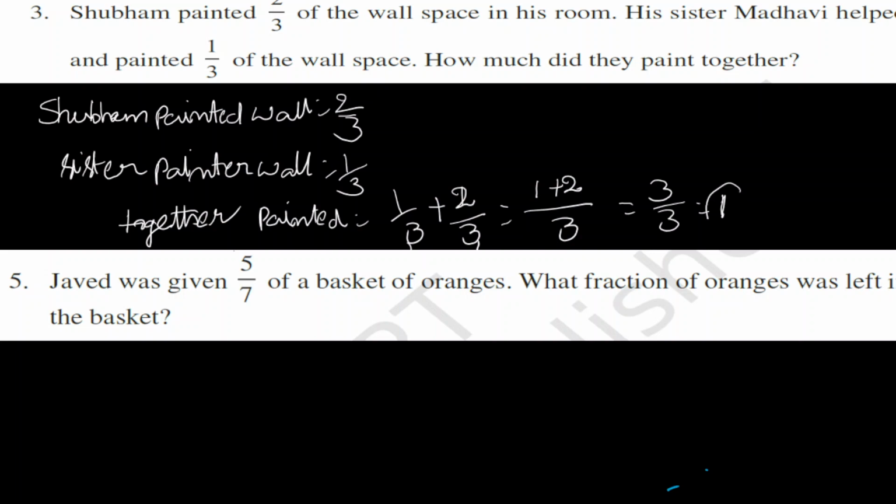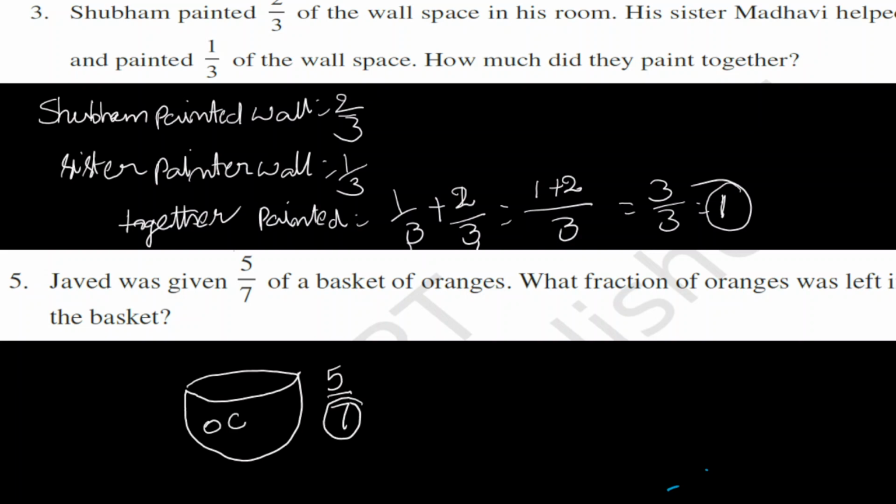So they together painted the whole wall. And Javed was given 5/7 of a basket of oranges. What fraction of oranges was left in the basket? Suppose here you have a basket. Here they have given 5/7. That means 5/7 is nothing but, in the basket there are 7 oranges, and in that 5 oranges were given to Javed. So these 5 oranges were given to Javed and the remaining was 2 oranges.